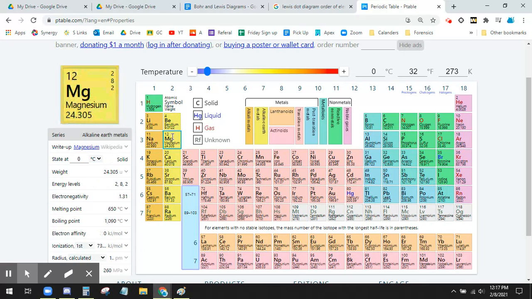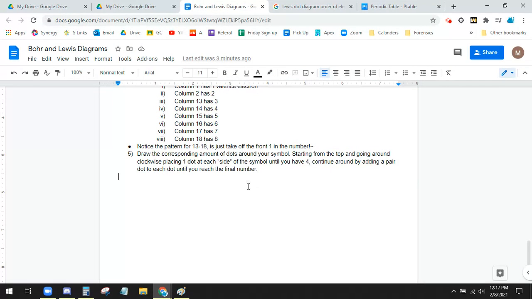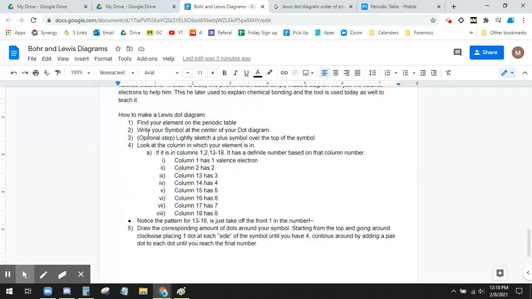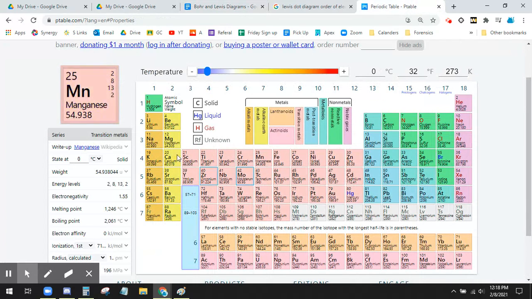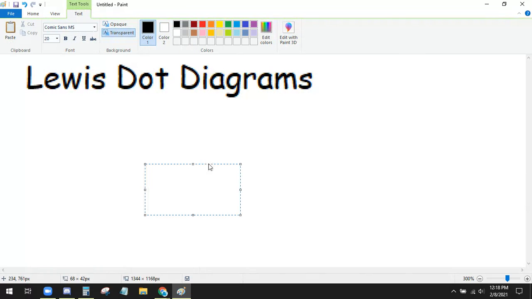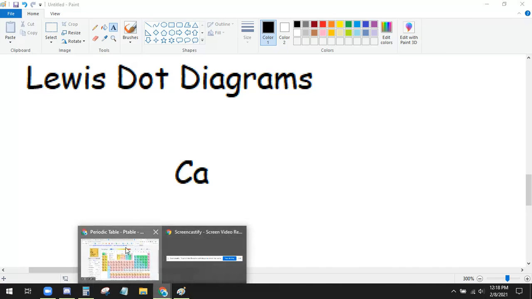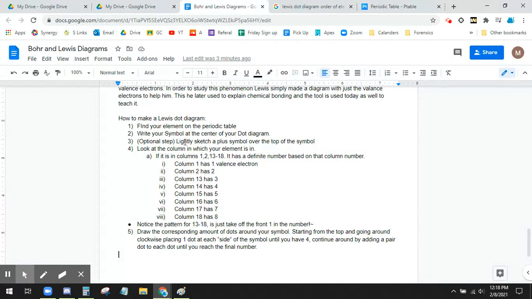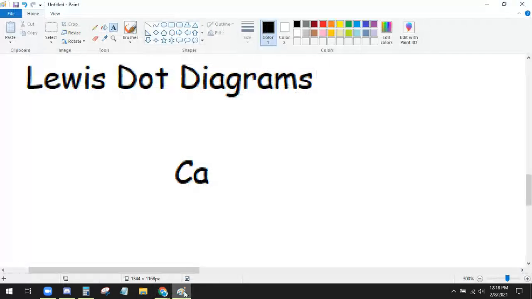So if we follow our instructions from our assignment here or our reading, it says find your element on your periodic table. So calcium's right here, it's number 20. I'm gonna open up Paint again and I'm gonna write that down. It's gonna be the center of our diagram. So the symbol is Ca, calcium. And then what we have to do is I have an optional step that says lightly sketch a plus symbol over the top of your other symbol. So what that means is something like this.